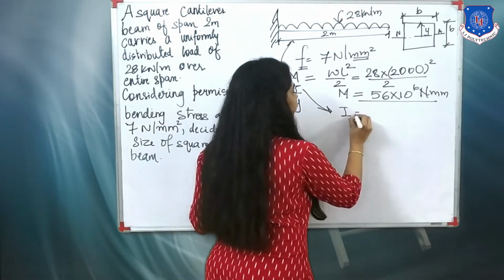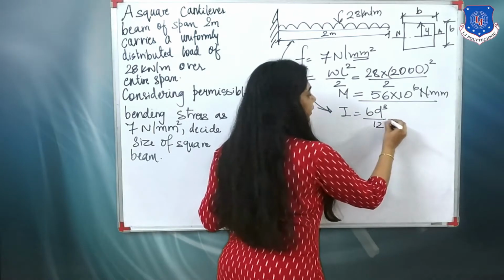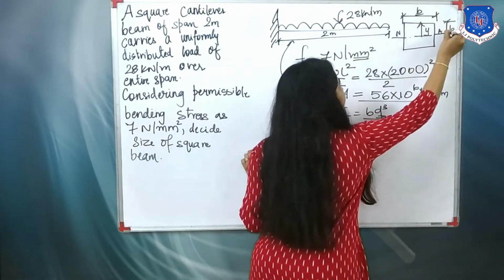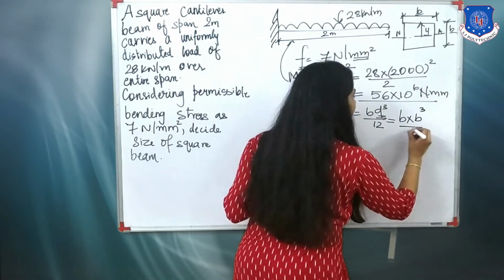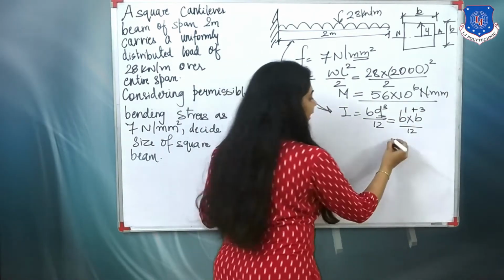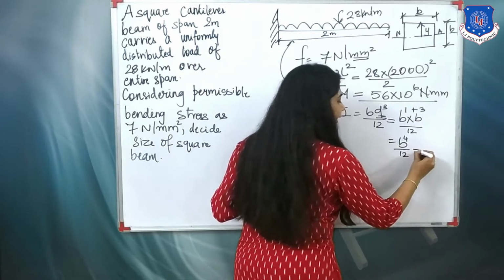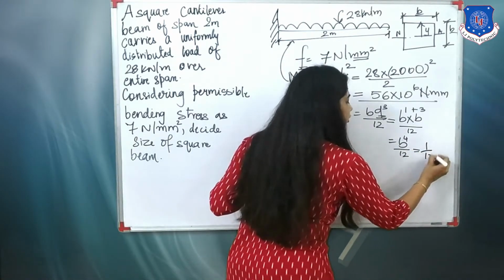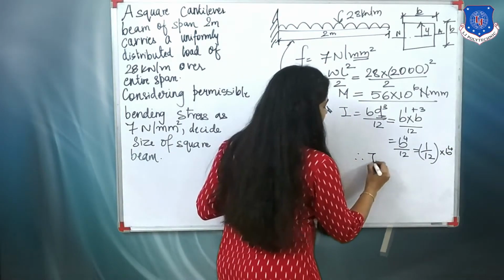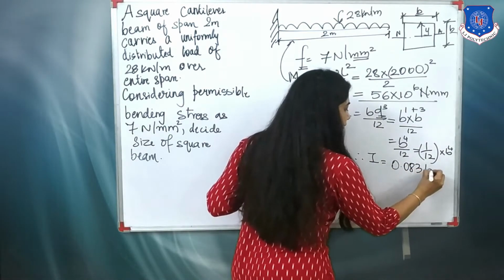Next I have to find out I. Using the formula BD cube upon 12, instead of D I will again write B, so B into B cube upon 12. We know that we will always add these, so I get B raised to 4 upon 12. And if I bifurcate ahead, 1 upon 12 into B raised to 4. So here my I will be 0.083 B raised to 4.